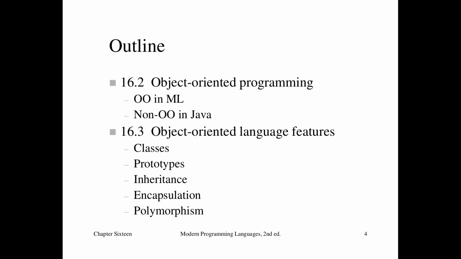So the outline for today, basically there's two major things we're going to be talking about: object-oriented programming and object-oriented language features. And the first part of this lecture will cover object-oriented programming. And so we have two main things we're talking about there: OO in ML and non-OO in Java. And I'm going to kind of breeze through the ML part. It's more of an example. We're not going to be writing any code here.